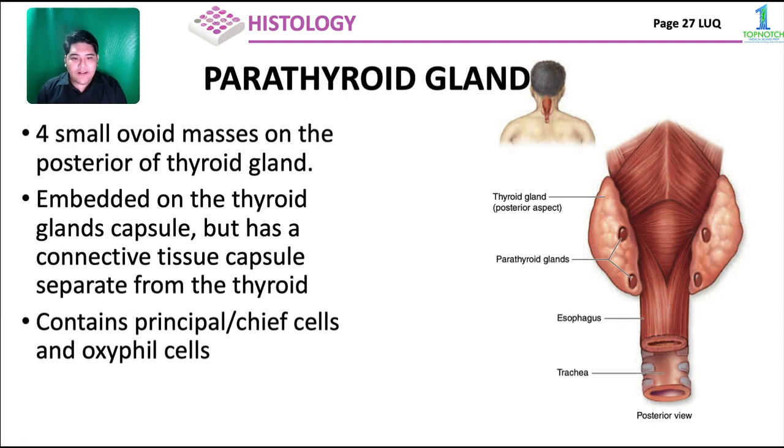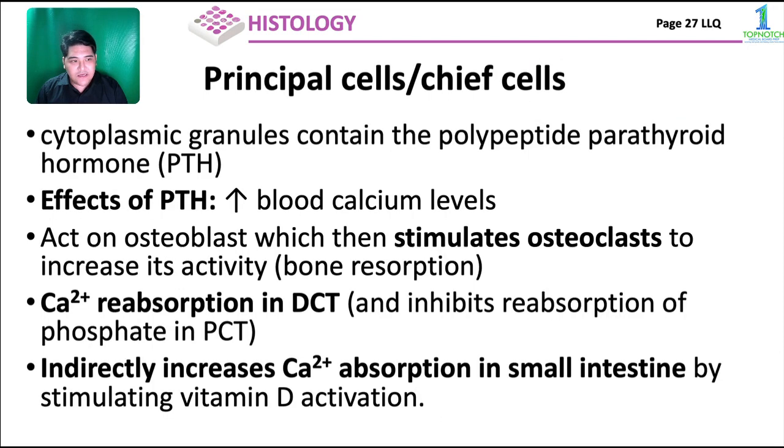Now, your parathyroid gland, it is four small ovoid masses on the posterior part of the thyroid gland. It is embedded on the thyroid gland capsule, but has a connective tissue capsule separate from the thyroid gland. So it contains what? Your principal, chief cells, and oxyphil cells. So your principal cells or your chief cells, they have cytoplasmic granules that contain your parathyroid hormone. So principal cell secretes your PTH.